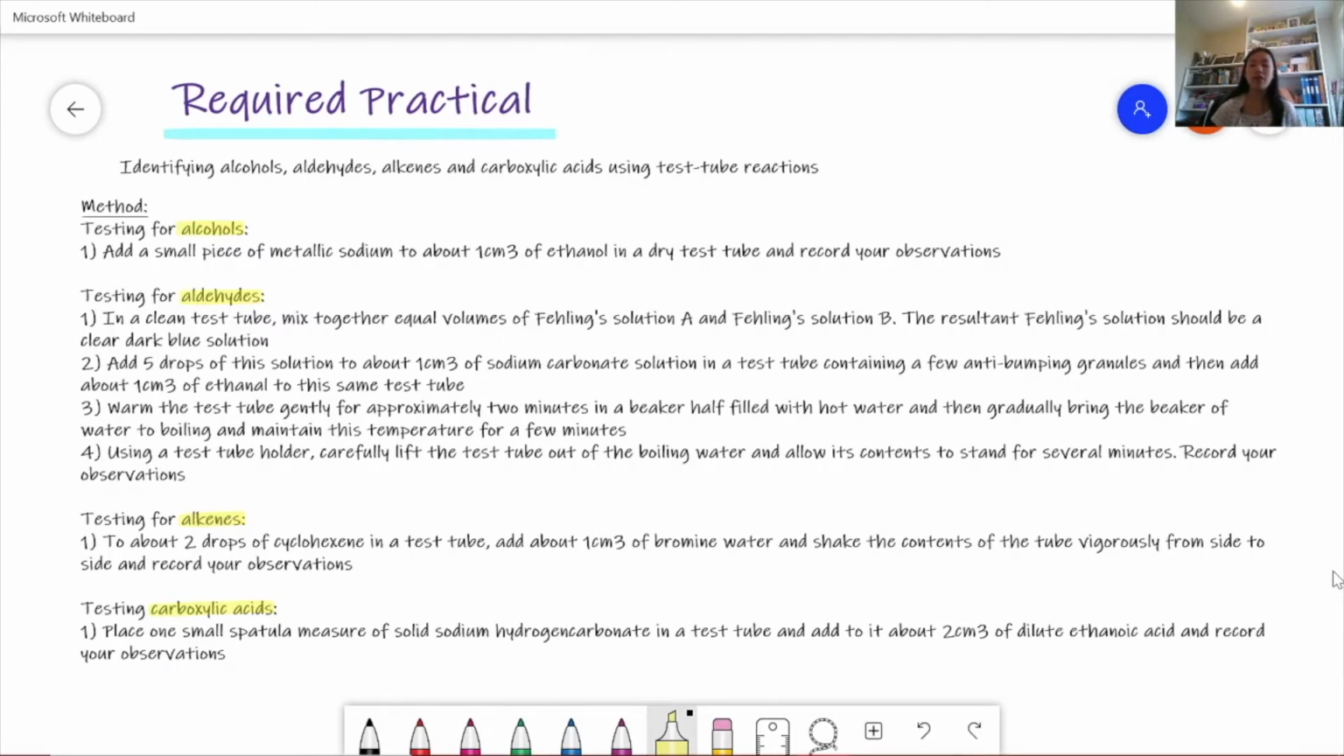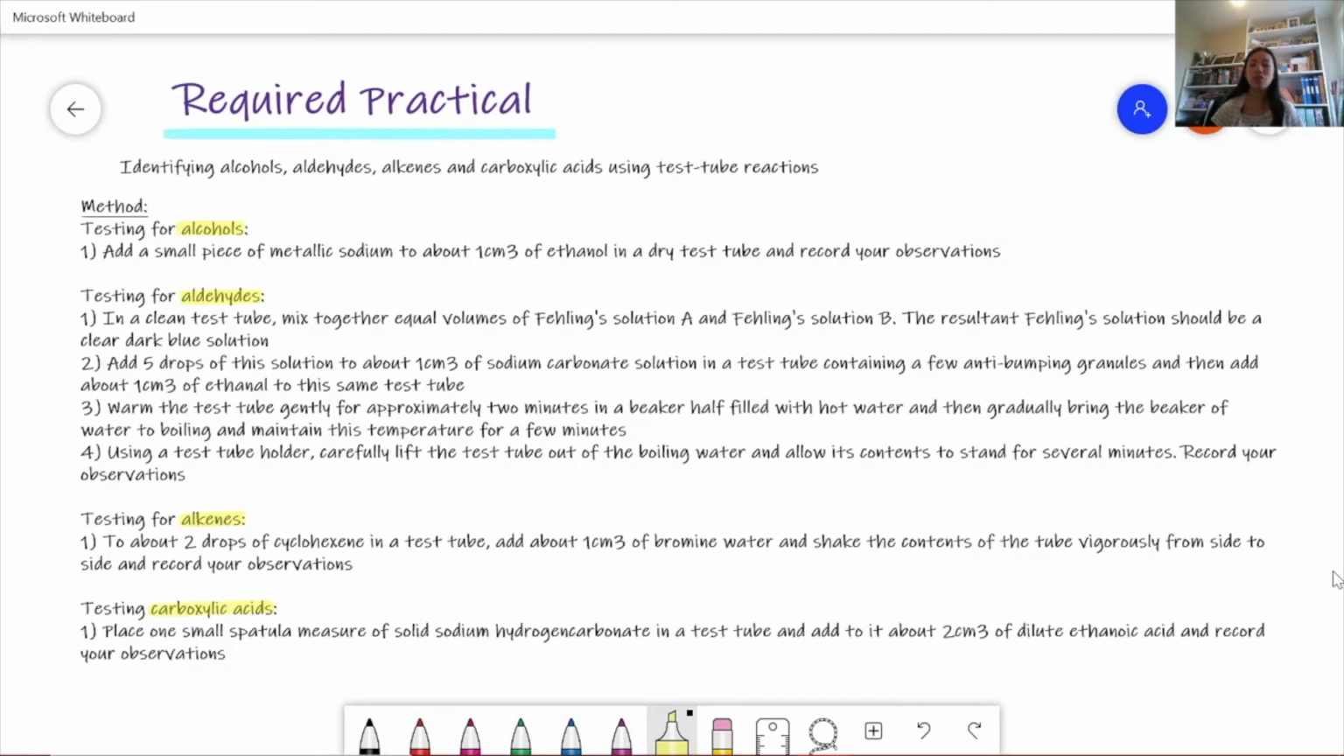And then for part 3, testing for alkenes, to about 2 drops of cyclohexene in a test tube, add about 1 cm³ of bromine water and shake the contents of the tube vigorously from side to side and record the observations. And then the last part will be testing for carboxylic acids.